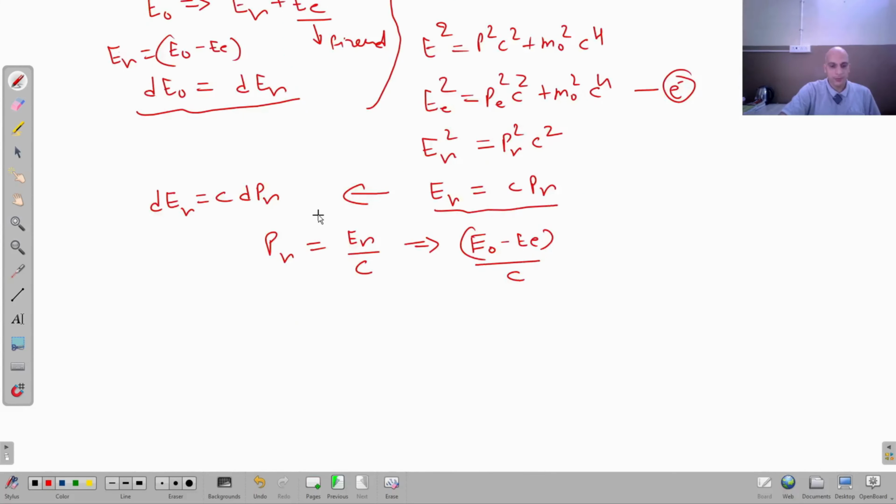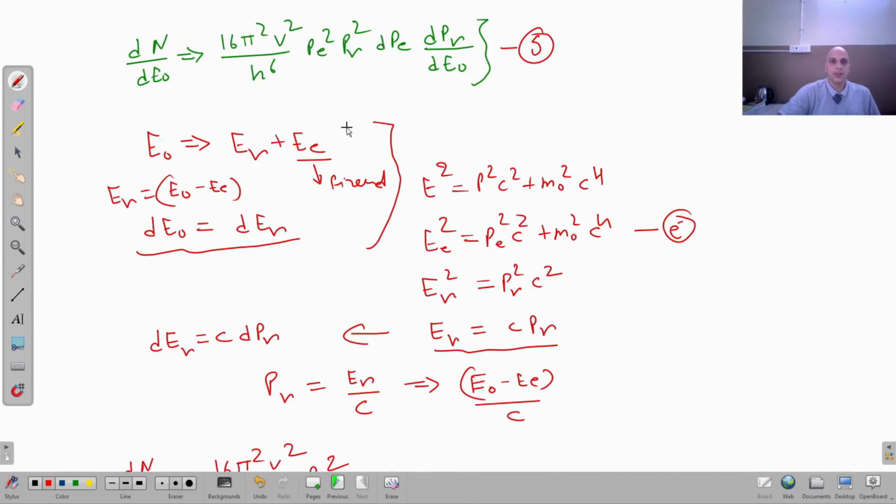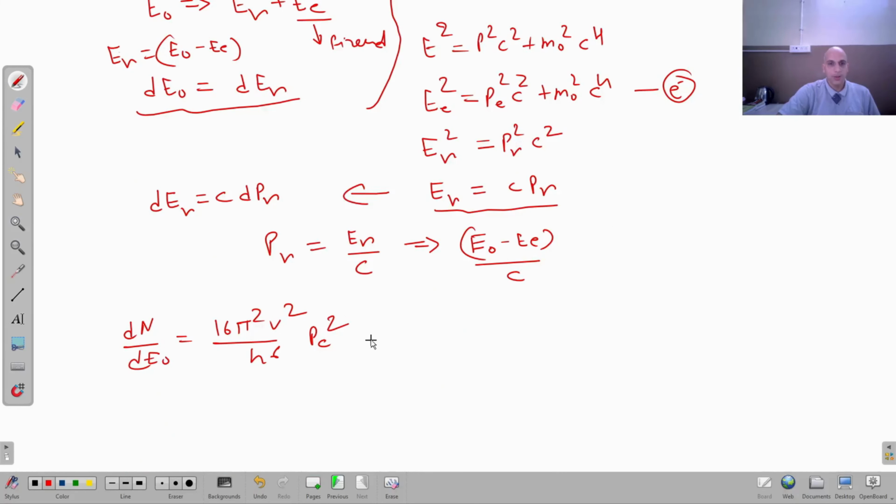So what I will get after putting these values: dn upon dE naught is equal to 16 pi square B square upon h power 6 P_e square, as it is. You can see here P mu square. Now P mu is equal to this factor, so I am going to put it here.